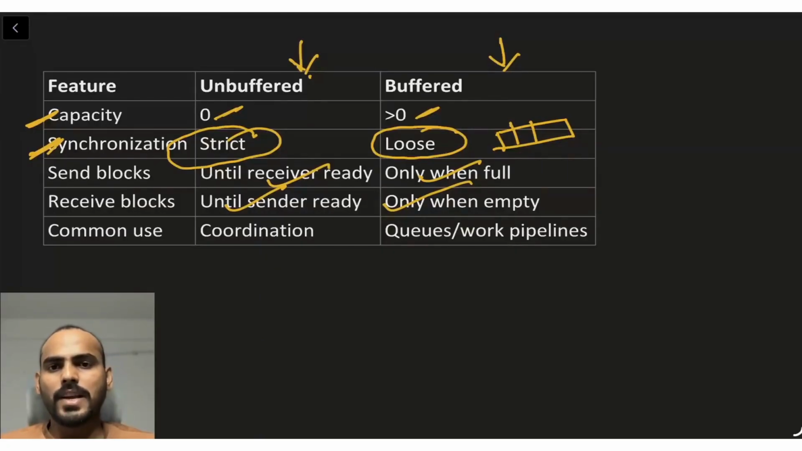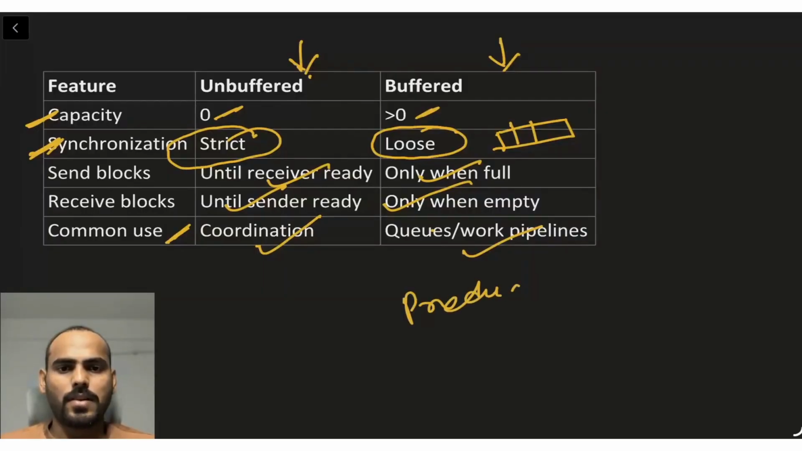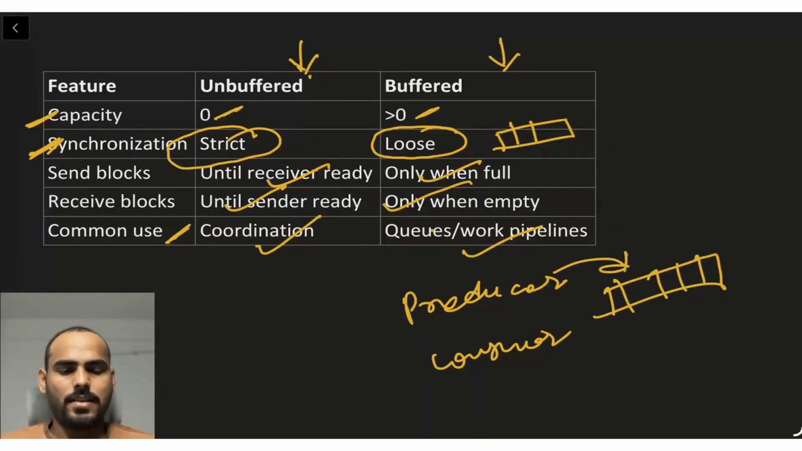Okay. The common use case of the unbuffered channel is coordination, and going forward we will see some examples of this in the next videos. And in case of buffered channel, it is generally used for a work pipeline, like there is a producer, right, and there is a consumer. The producer will keep pushing the data to this queue, and this consumer will keep receiving it. Going forward in the next videos, we will see examples of where we use unbuffered channel and where we use buffered channel. That's it for this video.